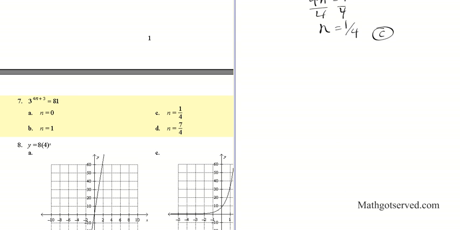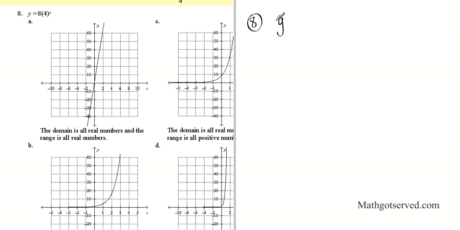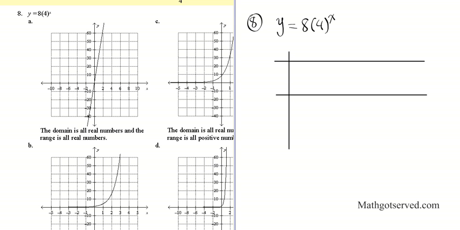Alright, let's take a look at question number 8. We are supposed to match this exponential function, y equals 8 times 4 to the x, with one of these graphs. If I just pick two test values, namely 1 and 2, and make a chart, that should help me solve the problem. Okay? So let's just make a table. I'm going to test two values. That should be sufficient to help me determine what the correct answer is. So for my input, I'm going to test 1 and 2.